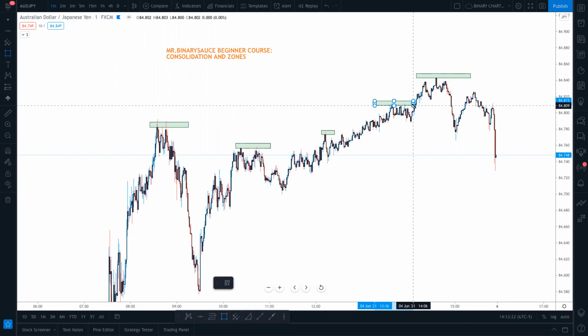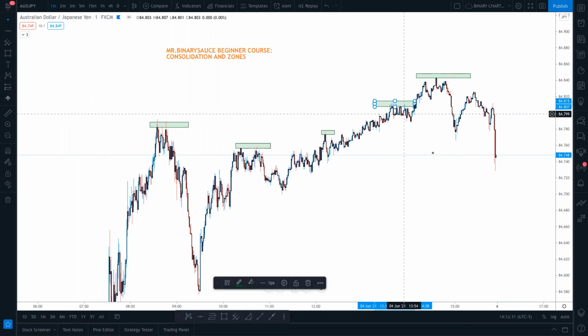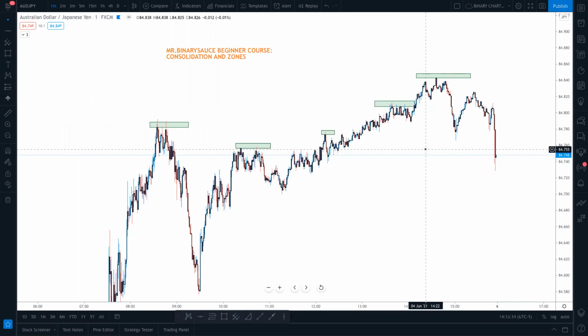And I'm going to go ahead and throw in a side note in this course. If you are trading JPYs, I do recommend to draw your zones off of wicks because the JPY pair wicks more than any other.